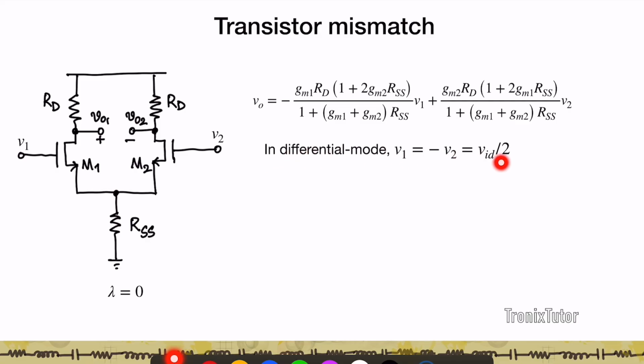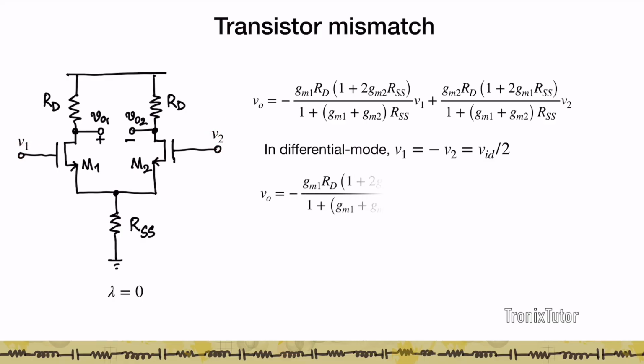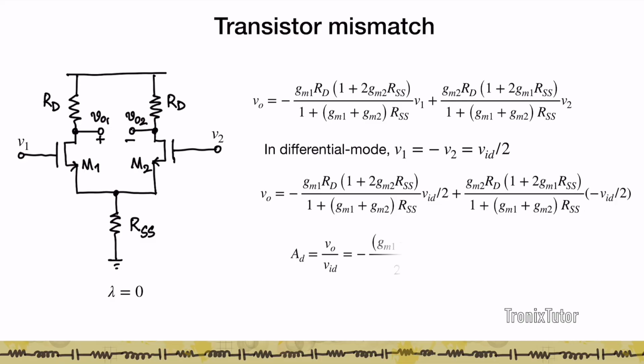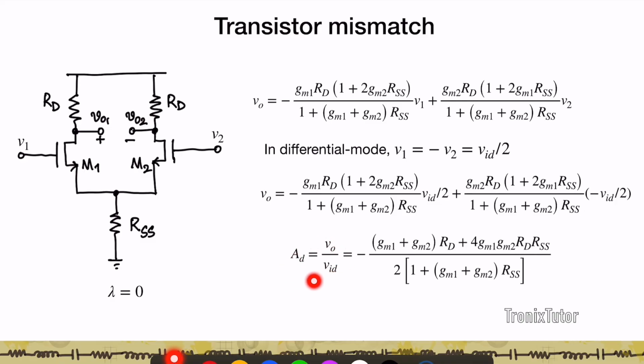Now in differential mode, since I already know how this works, all I need to do is apply V1 equal to minus V2 is equal to VID by 2. In other words, V1 is VID by 2, V2 is minus VID by 2. And again, if I substitute that and collect the terms, I get my differential gain as VO by VID, which is minus of GM1 plus GM2 into RD plus 4 GM1 GM2 RD RSS divided by 2 into 1 plus GM1 plus GM2 into RSS.